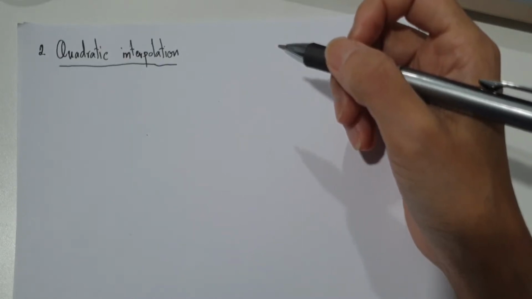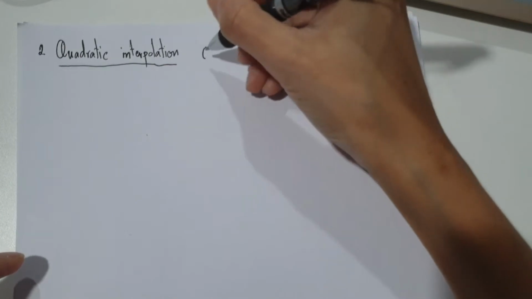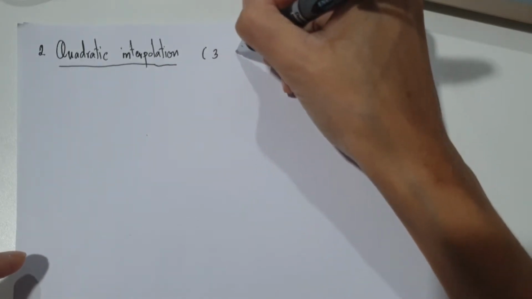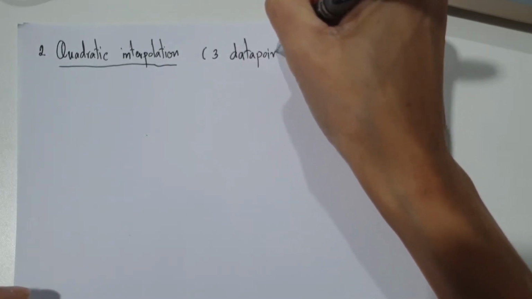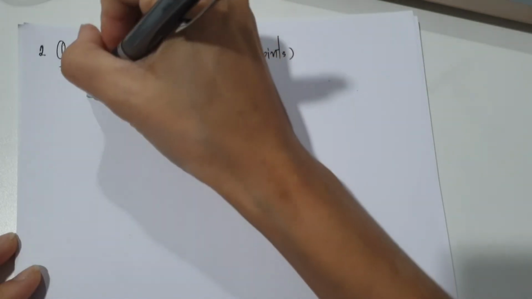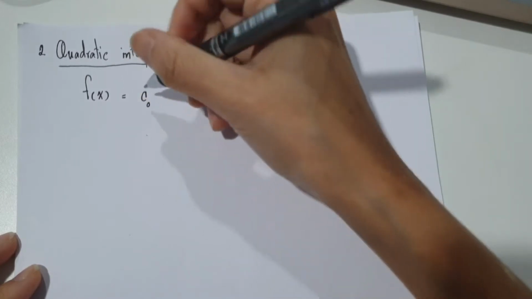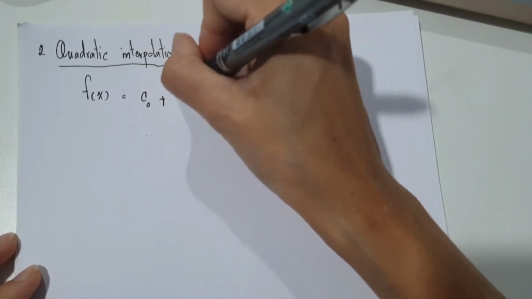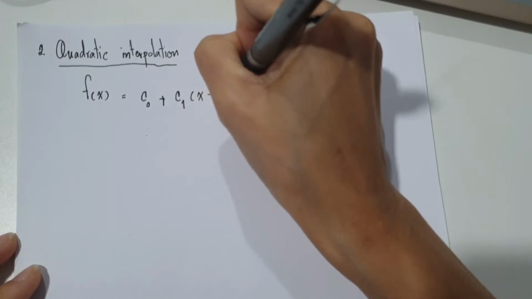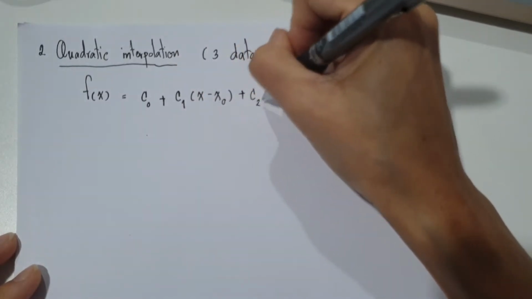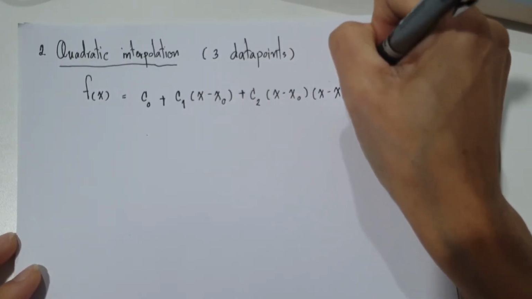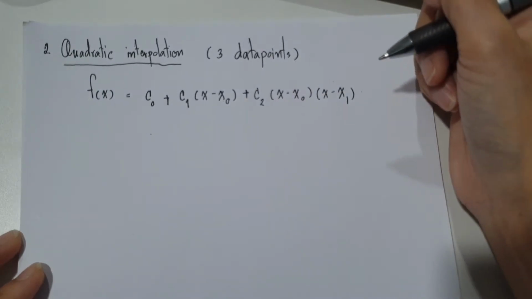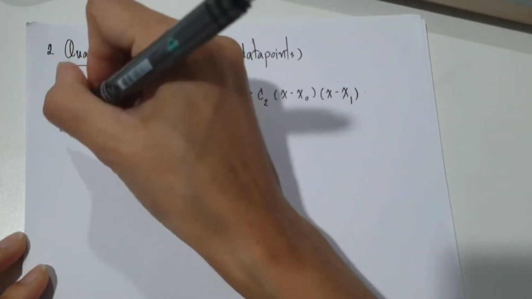For linear interpolation, you use only 2 data points, but for quadratic interpolation, you will use 3 data points. Okay. And the function that you can approximate will be represented in terms of c0 + c1(x - x0) + c2(x - x0)(x - x1). Okay, and it is still derived in the same manner.